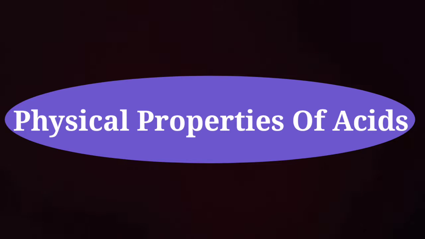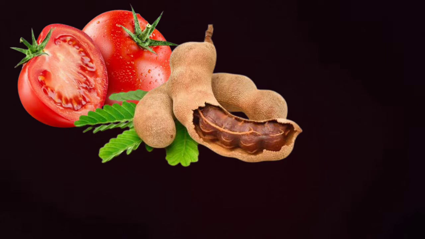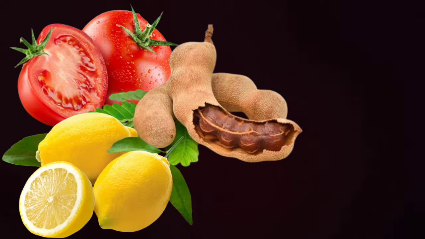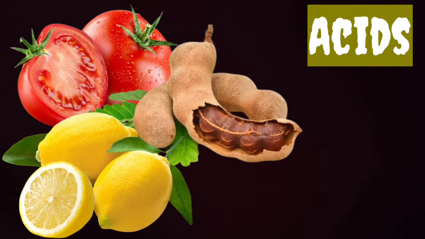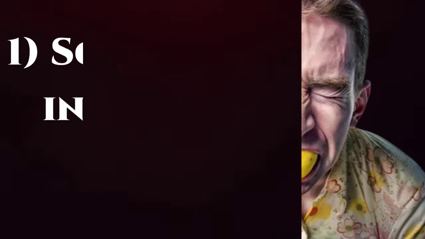So first of all, we will learn about the acids. Students, in our daily routine, we use tomatoes, tamarinds, lemons. These all contain acids in them. Also, the curd that we are eating also contains acids. So students, चलिए जानते हैं acids की सबसे पहली physical property. Students, these acids are sour in taste.